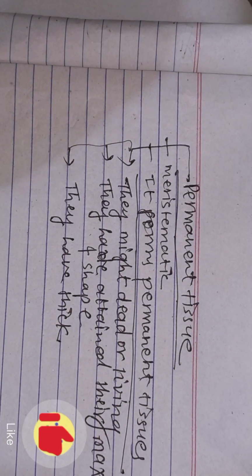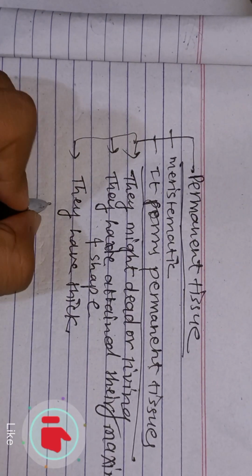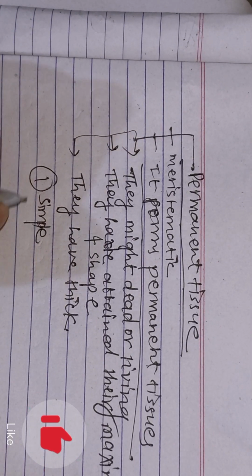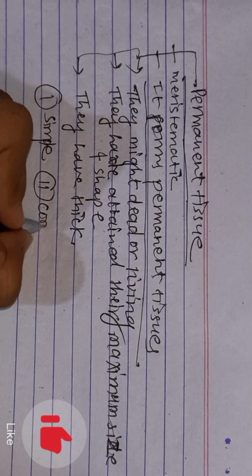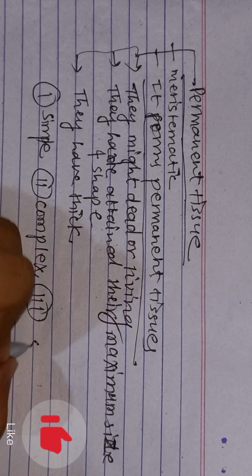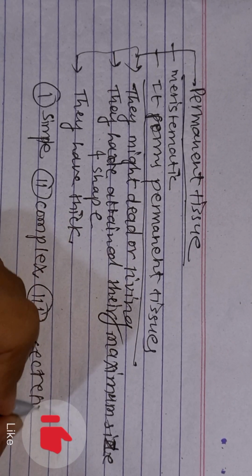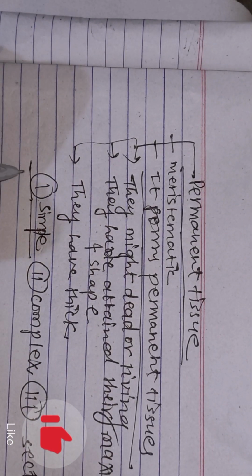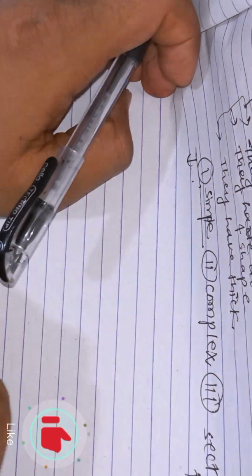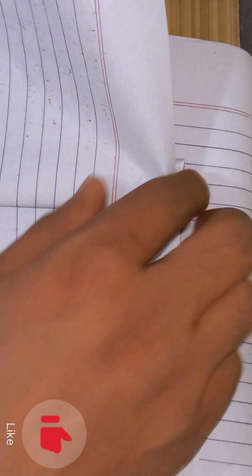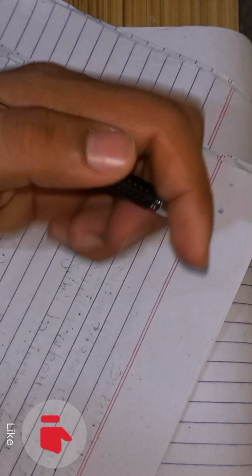Same as the meristematic tissue, permanent tissue is also classified into three groups: simple permanent tissue, complex permanent tissue, and secretory tissue. Simple permanent tissue is again divided into three types: first parenchyma, second collenchyma, and third sclerenchyma.